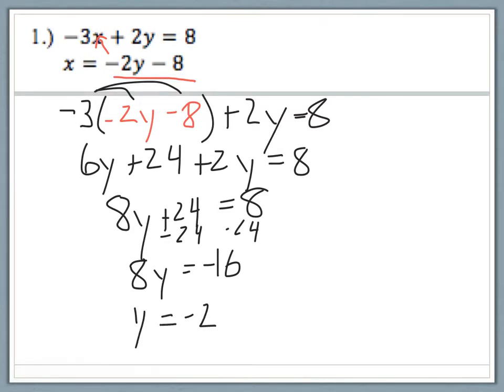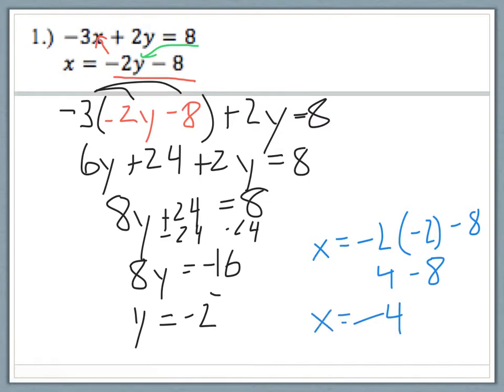I'm not done yet. I actually need to get x as well, because remember, we want the point, the x and the y value, that make both of those true. So I'm going to take that -2 and plug it in to my y. Since I know what y equals, I'm going to plug -2 in there to figure out what x equals. So we're going to have x equals -2 times that -2 I just got in there, minus 8. Okay, so -2 times -2 is 4, minus 8. So that's going to give me -4.